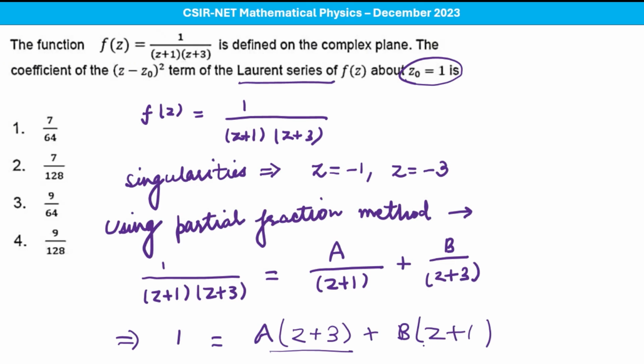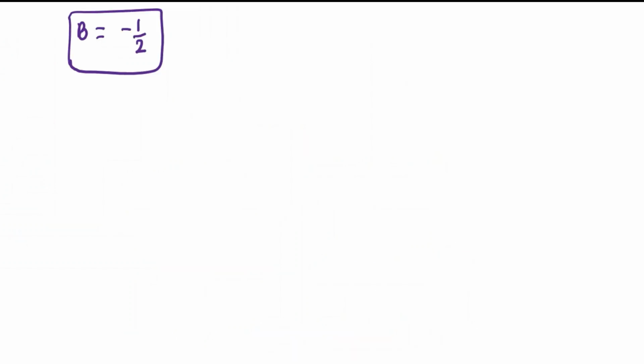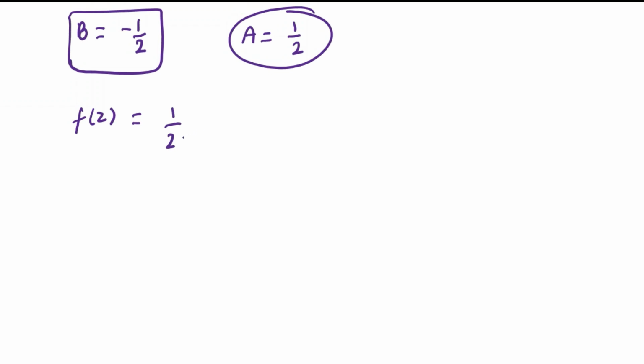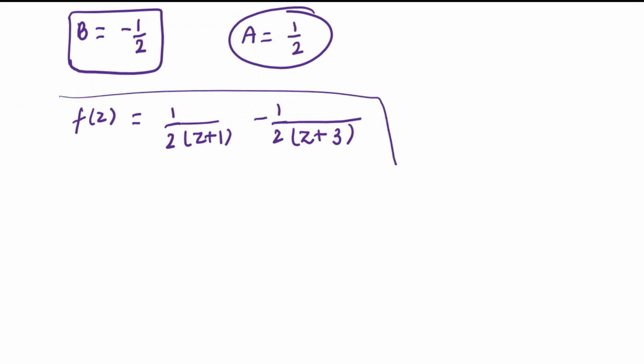Put z is equal to minus 1. So this term will be 0 and a is equal to 1 by 2. So now we can write the function as 1 by 2 (z plus 1) minus 1 by 2 (z plus 3). So now we have the singularities, we have the function in this simple form.